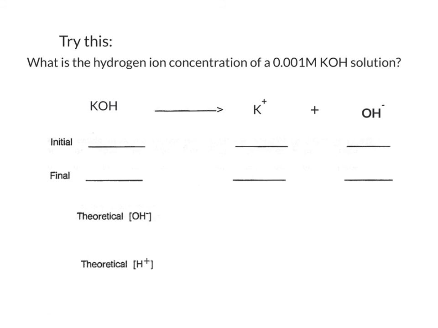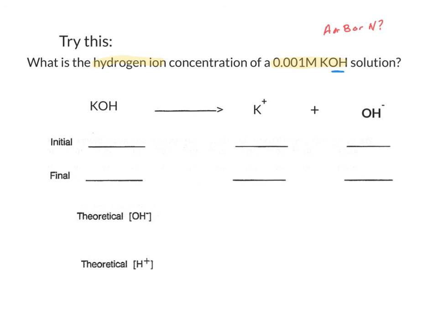And now it's your turn to try this. What is the hydrogen ion concentration of a 0.001 molar KOH solution? Pause the video while you try this. The first step you should do in a problem like this is to identify whether you have an acid or a base. So the first thing we see is that we have KOH, which of course is a base.